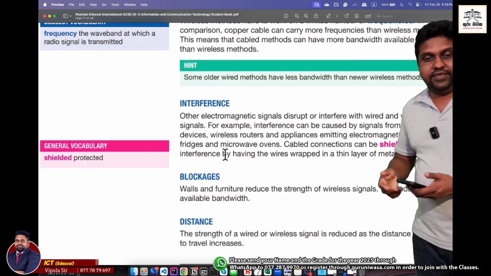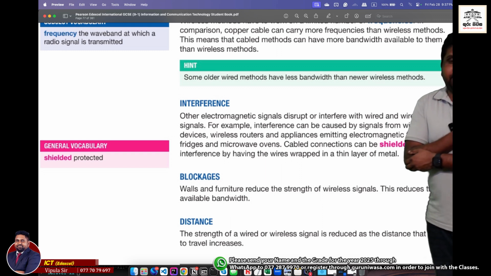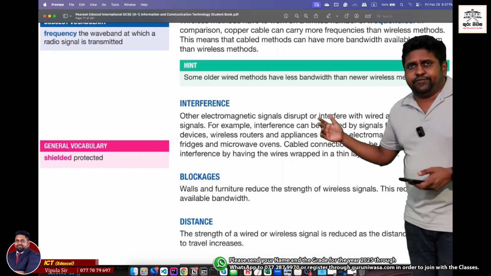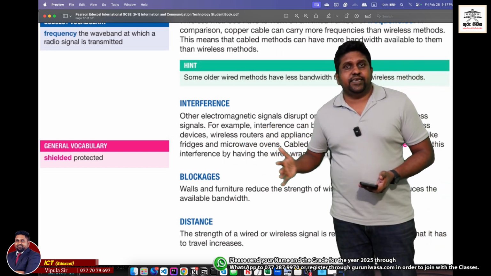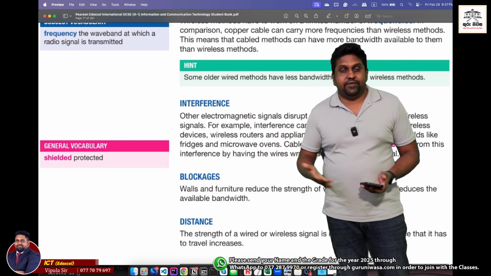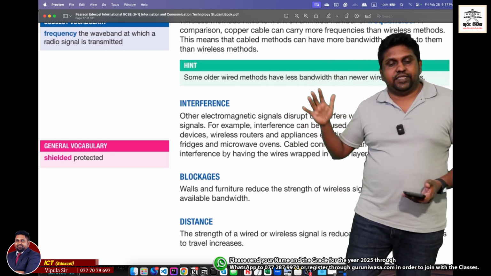Then interference. There are different types of interference which can slow down your connection. It can be wireless, it can be wired also. When it comes to interference, if you take a wireless signal, it can get interfered with by different buildings, devices, microwaves, and so on and so forth. That means your connection will be disrupted.